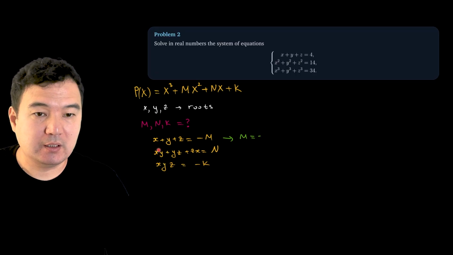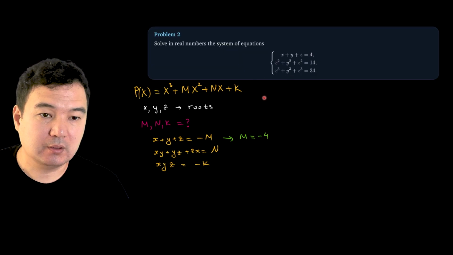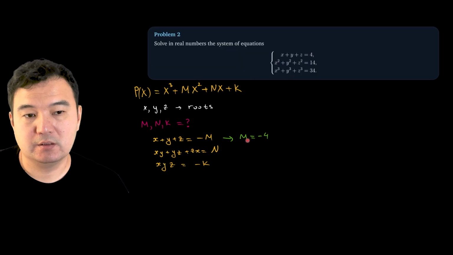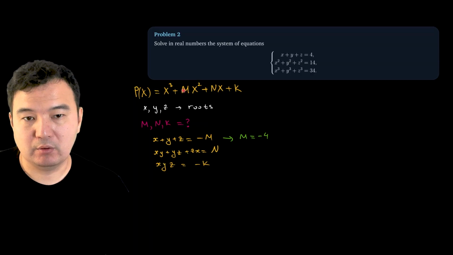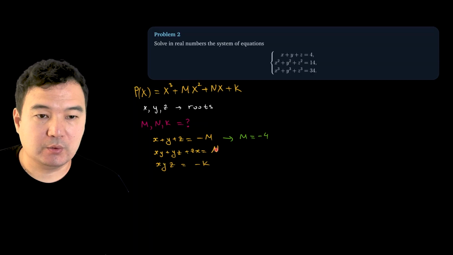From here, x plus y plus z is 4, and that's minus m. So that gives me m is -4. So I know the value of m. How about n and k?